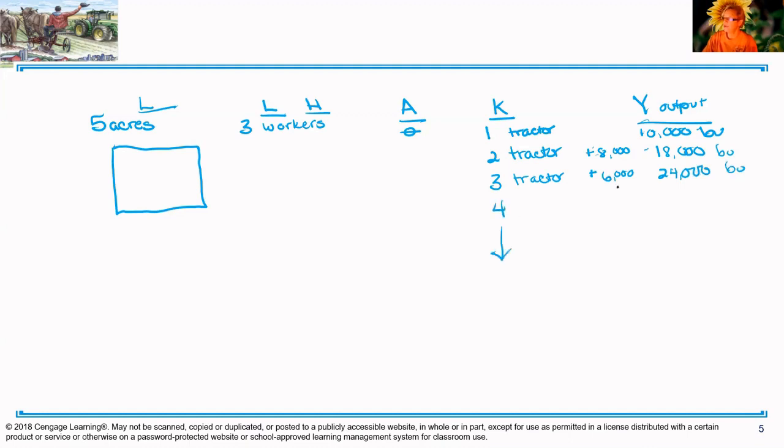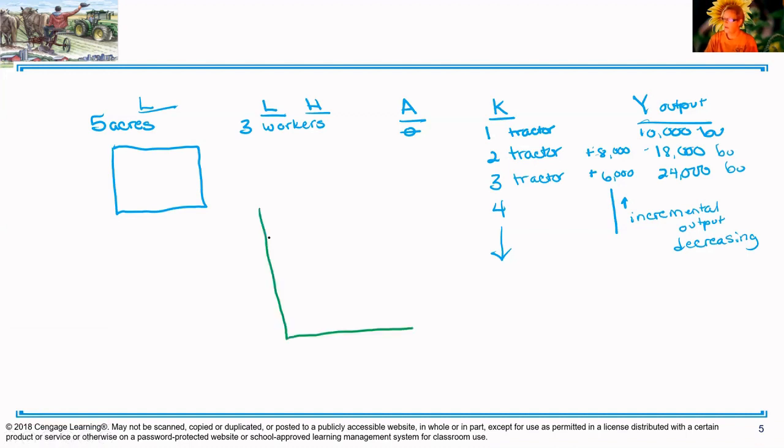As I add each tractor, the amount of output that I get, notice it does still go up, but it goes up less so in an incremental way. So the incremental output is decreasing. And if I wanted to show this in a graph, I could certainly do that because it would really illustrate this idea of the law of diminishing returns. So let me go ahead and do that.